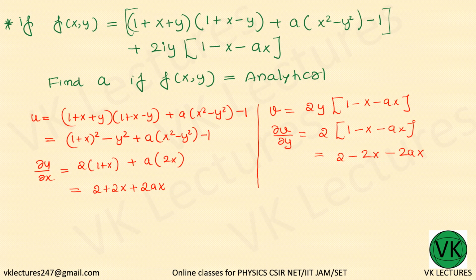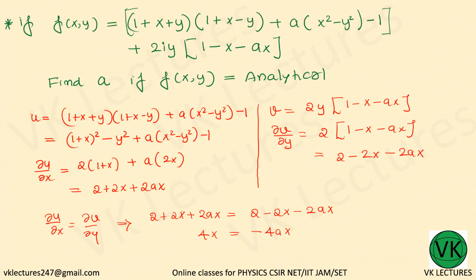Now dou u by dou x equal to dou v by dou y, which implies 2 plus 2x plus 2ax equal to 2 minus 2x minus 2ax. The 2 gets cancelled, bring the 2x to the right side, 4x equal to, bring this to the other side, minus 4ax. x and x get cancelled, a equal to minus 4 by 4, which is minus 1.